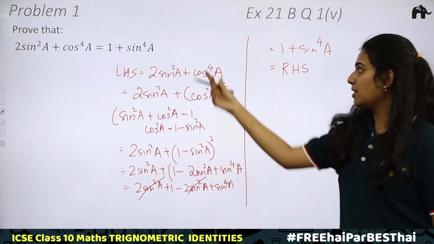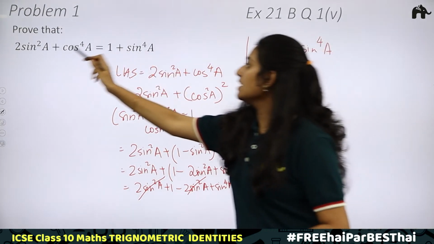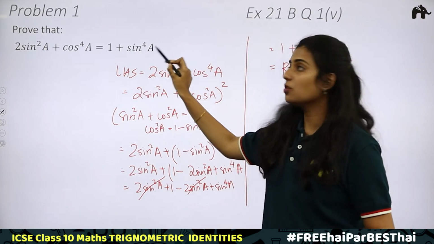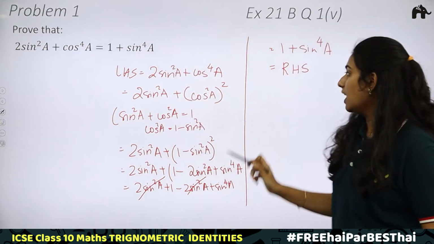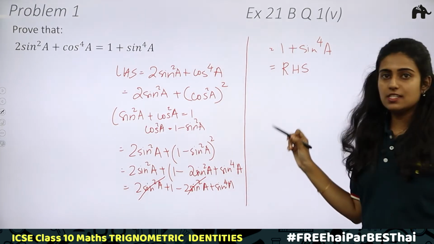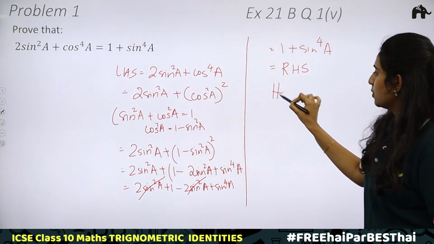So we started from left hand side. In left hand side we had sine and cos terms. We had to bring to right hand side which is only in terms of sine. For that we are changing this cos square A term. Okay. So this is RHS. Hence proved.